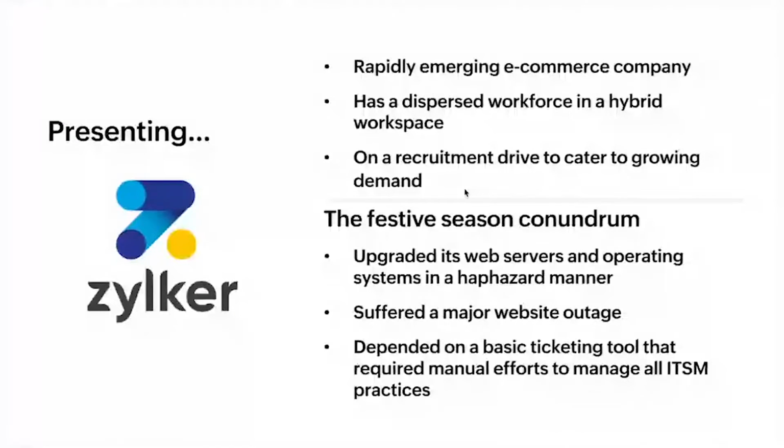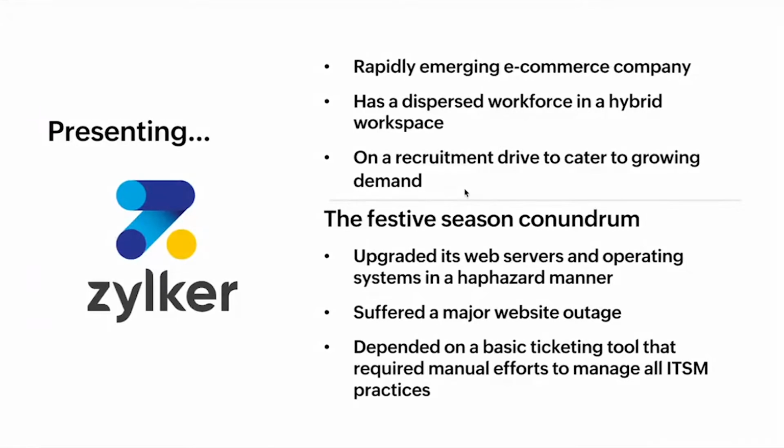Now, Zilker is a fictitious company which I'll be using to explain today's use case. Zilker is a fast-growing e-commerce company, and we know the story behind the e-commerce boom, right? Just when the pandemic came in, it accelerated digital transformation, it popularized contactless delivery of services, and so on. To cater to this growing demand, Zilker decided to go on a hiring spree. And after the pandemic receded, like most of the organizations in the world, Zilker also embraced the hybrid work model.